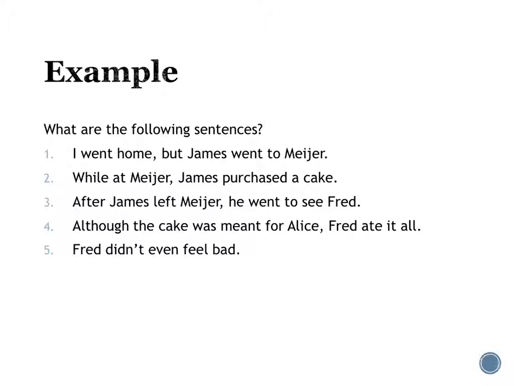So, our first sentence, I went home, comma, but James went to Meyer. Now, assuming this is punctuated correctly, we're going to want to pay close attention to how that comma is used. I'm going to notice that there's a comma, but, a fanboy, and I see two subjects, I and James. Therefore, that tells me that this particular sentence, with its fanboy use, comma, and two subjects, is a compound sentence.